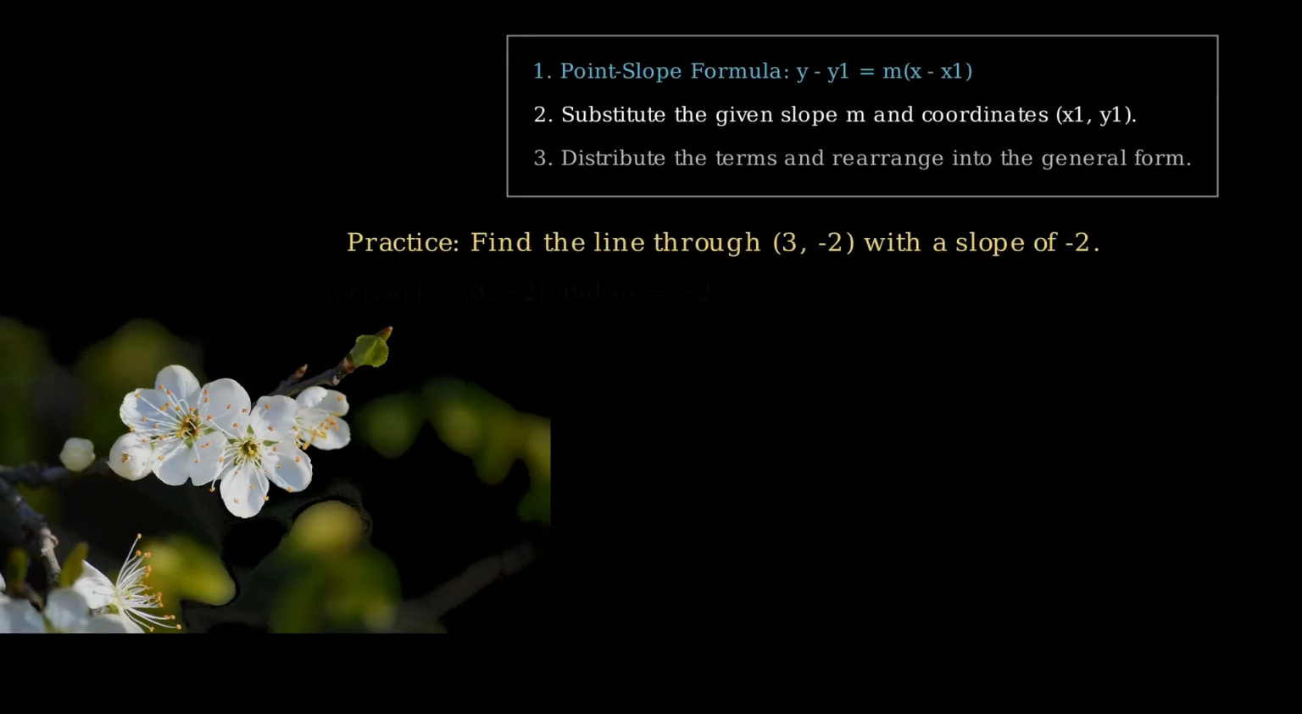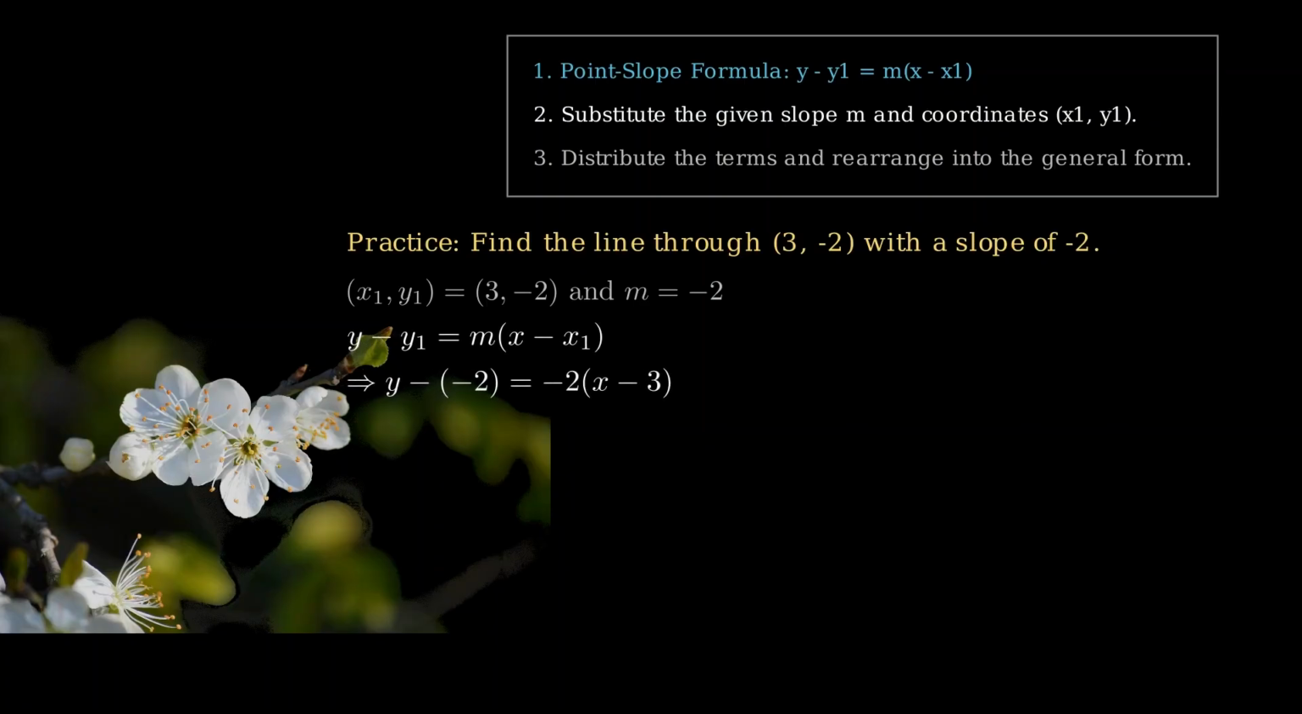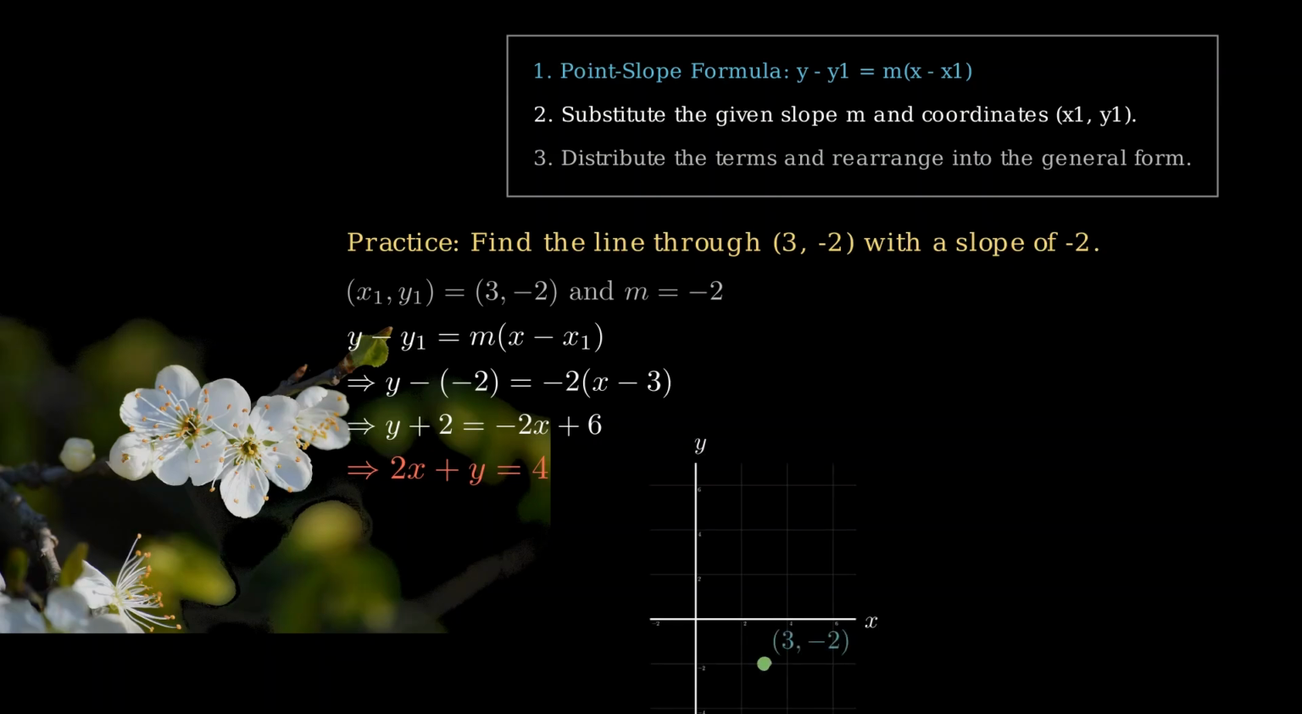Let's solve our practice problem. Find the equation of the line through the point 3, -2 that has a slope of -2. Here, our fixed point x1, y1 is 3, -2, and the slope m is -2. Substituting these into the formula, we get y minus -2 equals -2 times x minus 3. This simplifies to y plus 2 equals -2x plus 6. Finally, rearranging the variables to the left side, we get 2x plus y equals 4. This is our final equation of the straight line.